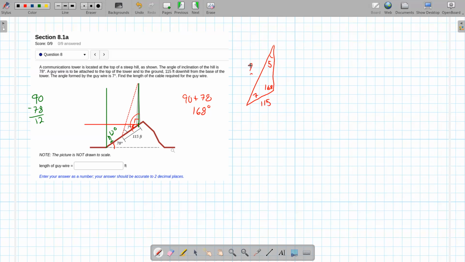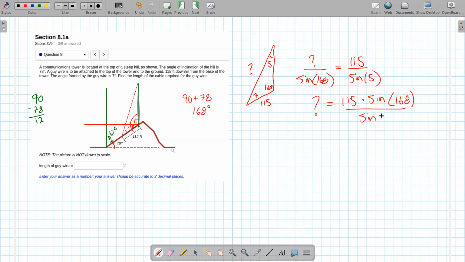So law of sines tells us that if I'm looking for that side, I have to divide by the sine of its opposite angle. And then that's going to be equal to another pair. So then to use the 115, I have to go to its opposite angle, which is 5, sine of 5. And then multiplying that sine of 168 up, that guy wire has to be 115 times the sine of 168 divided by the sine of 5.